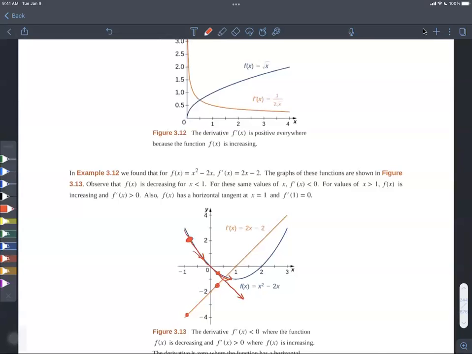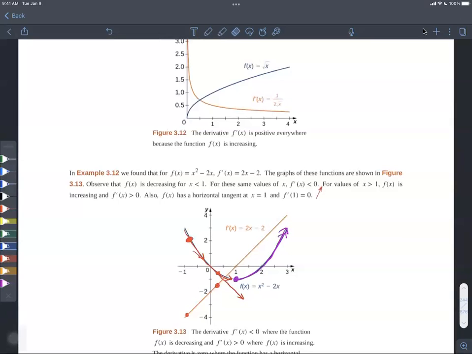For these same values of x, f prime of x is less than 0. Okay, continuing on here. For values of x larger than 1, so that would be over here on this side of the parabola, f of x, the parabola, is increasing. And notice that this increasing starts after x equals 1. And take a look at the derivative function, which gives the slopes of the tangent lines. It has positive values when x is larger than 1.